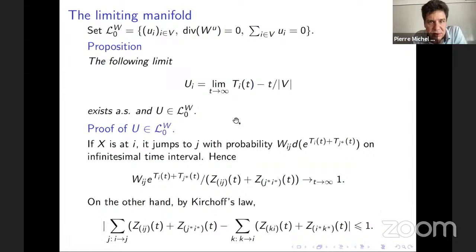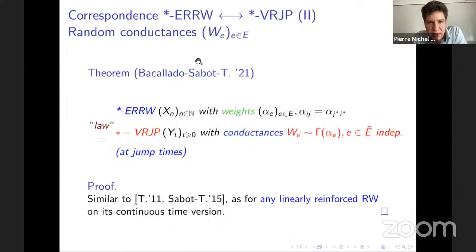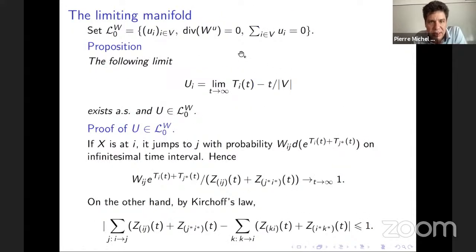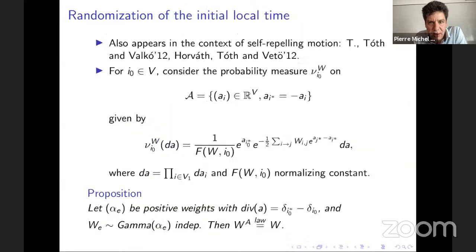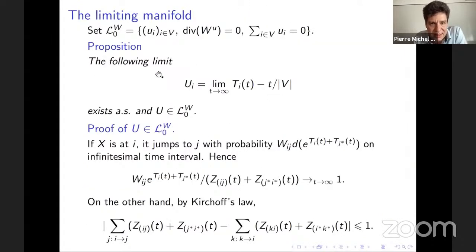So let's first note quickly that actually you will still have a limit for Ti minus T over V. I'm writing it here in the exponential time scale. Here I said that the jump rate was Wij Lj star, but if you write it in another time scale, you get Wij e to the Ti plus Tj star. And in that time scale, you obtain that the limit exists and that it belongs to that manifold L0W with zero divergence.